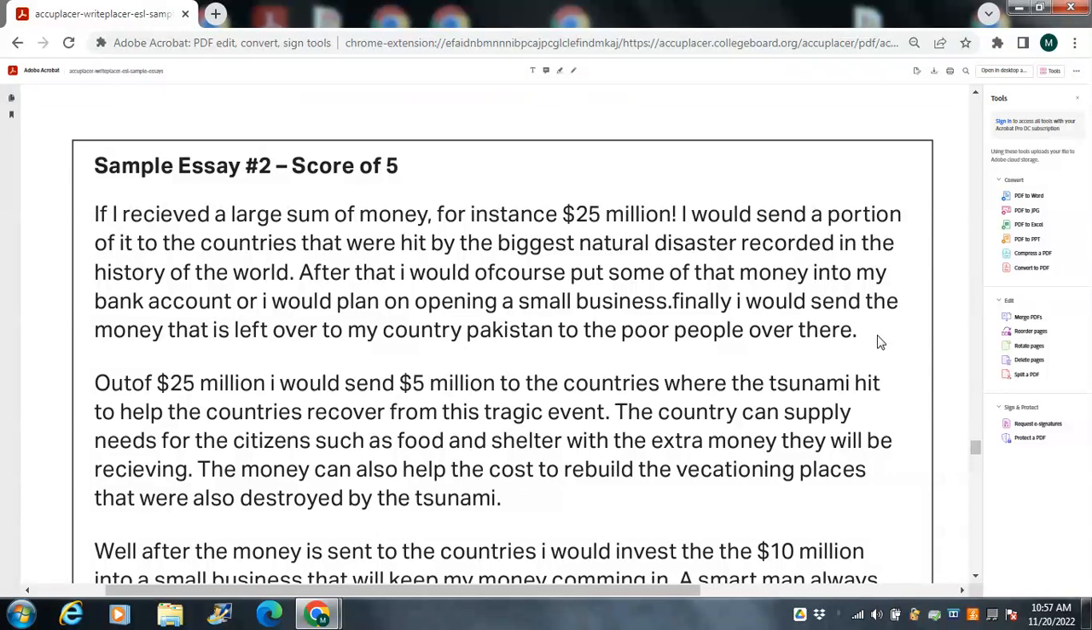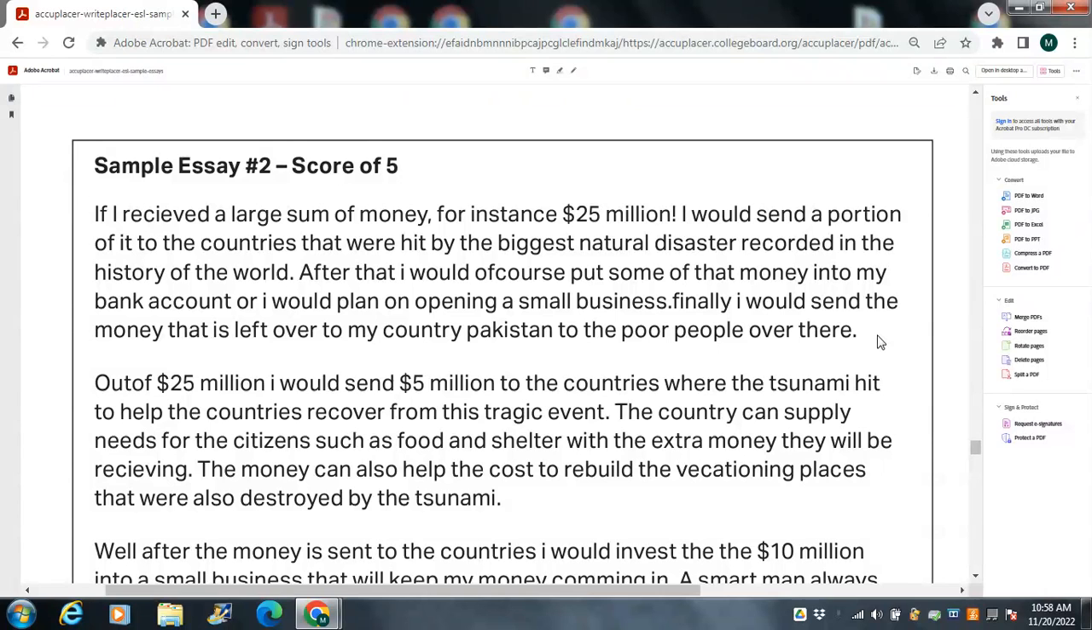If I received a large sum of money, for instance, $25 million, I would spend a portion of it to the countries that were hit by the biggest natural disaster recorded in the history of the world. After that, I would, of course, put some of that money into my bank account, or I would plan on opening a small business. Finally, I would send the money that is left over to my country, Pakistan, to the poor people over there.